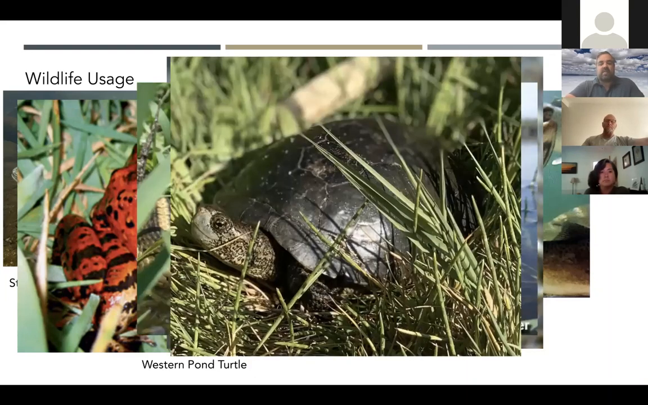Then the Western pond turtle, this is another species that everybody should be aware of. This is a candidate on the endangered species list right now. It has two subspecies, the southwestern and the northwestern pond turtle. They kind of split at the northern Central Valley to San Francisco Bay area. And these have been declining also because of habitat loss.